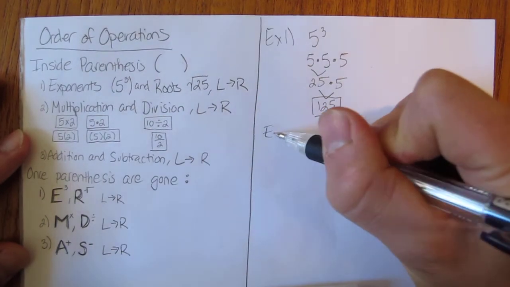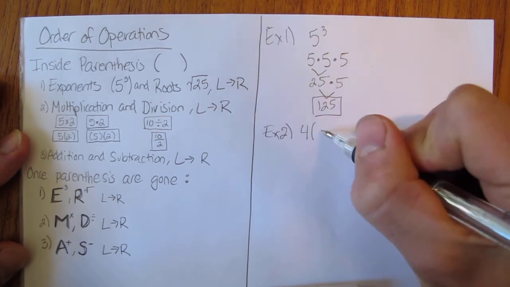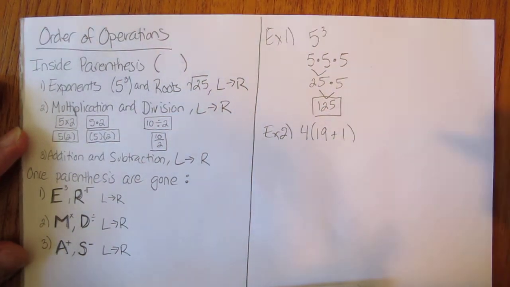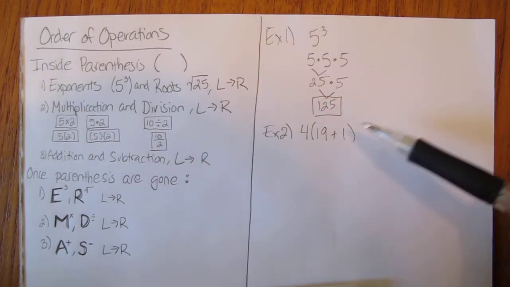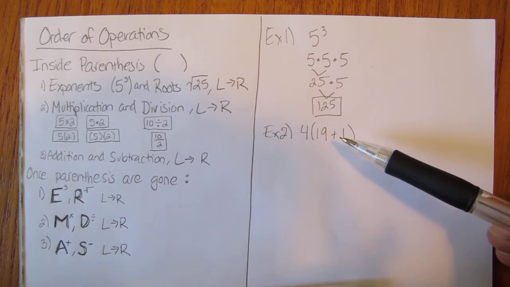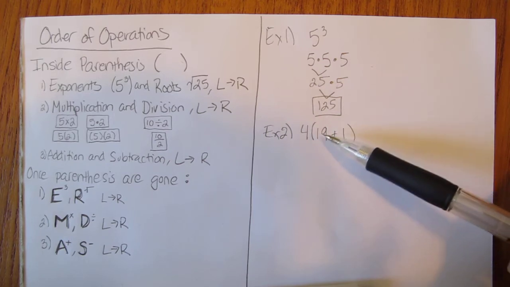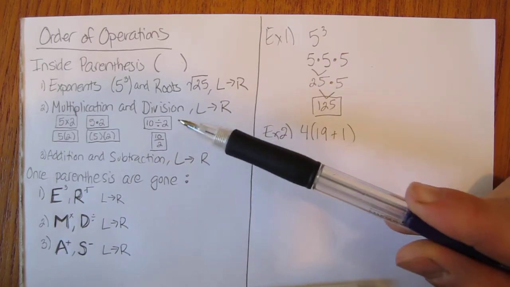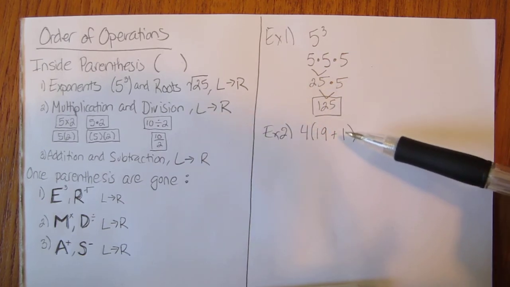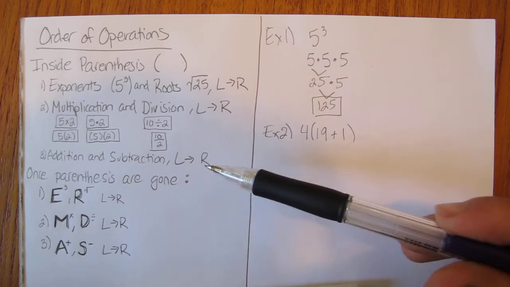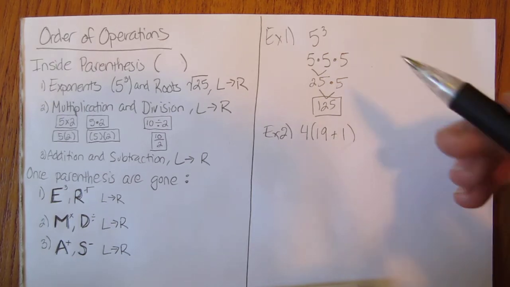Let's look at example 2. Example 2 is going to be 4 parentheses 19 plus 1. So we always start inside parentheses, and I do have parentheses here, so I really need to pay attention. And inside parentheses, it says you start with exponents and roots. And there are no exponents in here and no roots. So then it's on to multiplication and division, left to right. And again, inside the parentheses, I do not see multiplication and I do not see division. So I'll move on to addition and subtraction, left to right. And I do have addition here. So 19 plus 1 is 20.